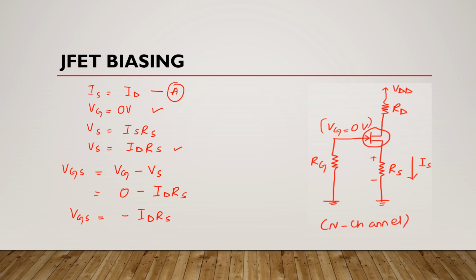Okay, now we know that the analysis of p-channel JFET is the same except for opposite polarity. It means here in case of p-channel JFET, this gate to source voltage is equal to Id Rs.